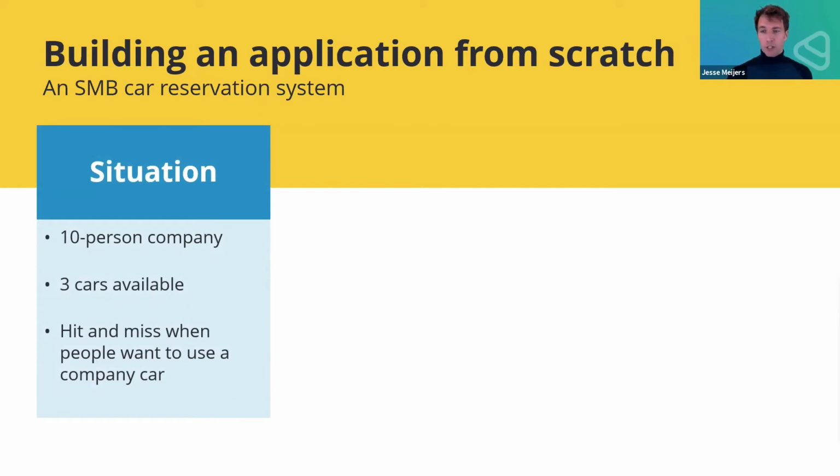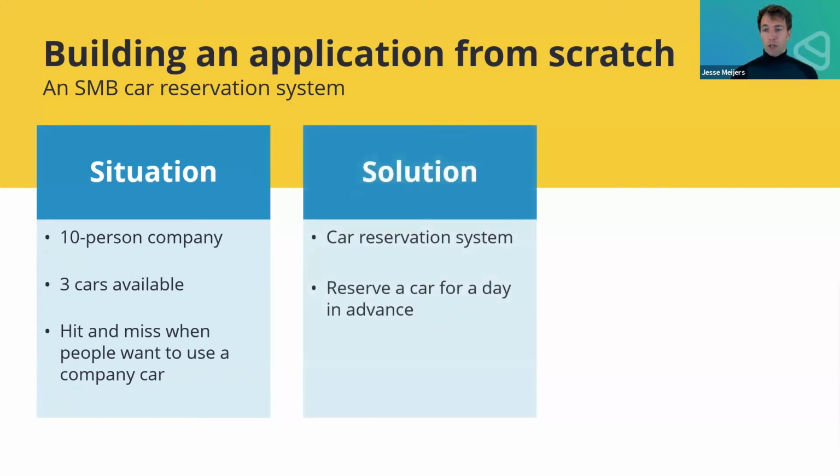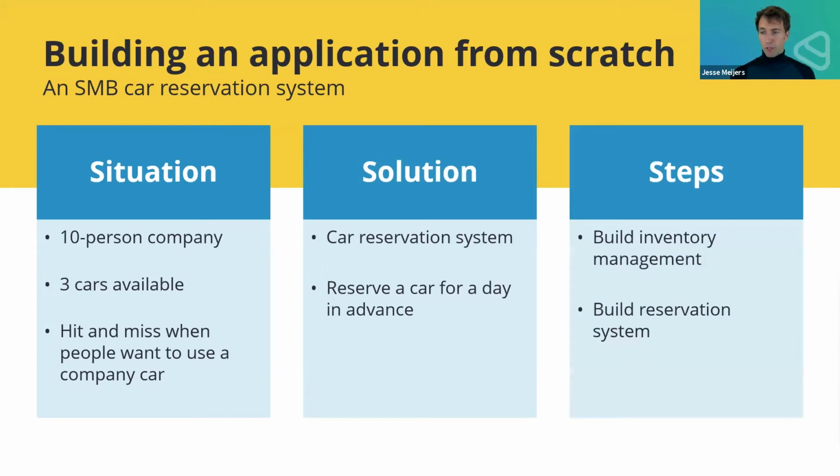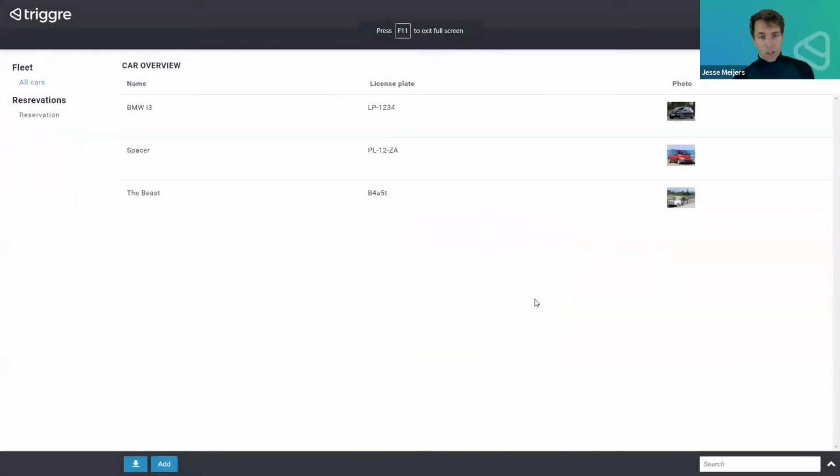This often means that our colleagues cannot use the car when they need to, and currently there's no way to check whether the car is available to make a reservation, other than looking in the parking lot, but not from home, for example, the day before. So the solution is a simple car reservation system where employees can reserve a car for a specific day. The steps that we'll take are that we will first build the inventory management, so the cars, and then we will make the reservation feature on top of that. So in 2 steps. Take a quick look at the application that we are going to build.